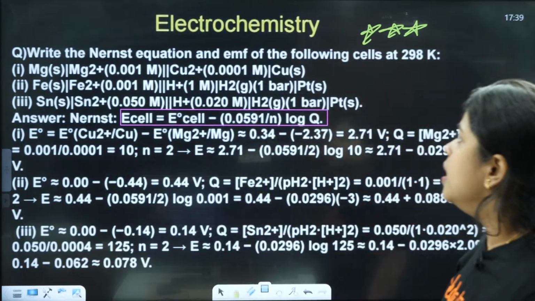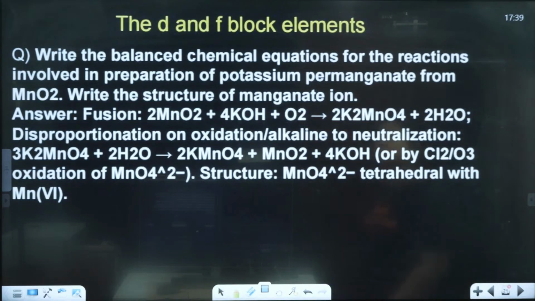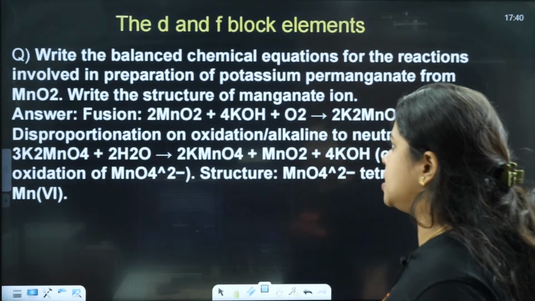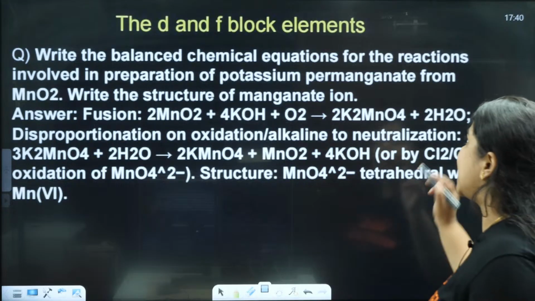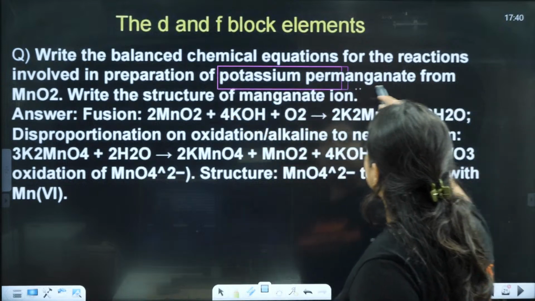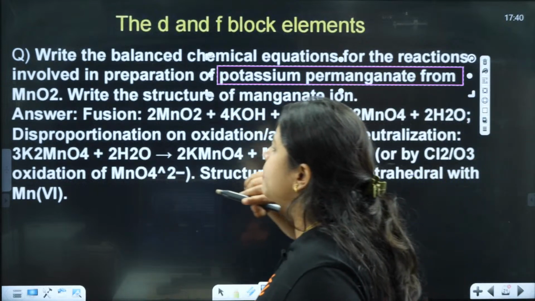Next one. Okay, next chapter is what? D and F block elements. From D and F block elements, concentrate. Write the balanced chemical equations for the reactions involved in the preparation of potassium permanganate from MnO2.